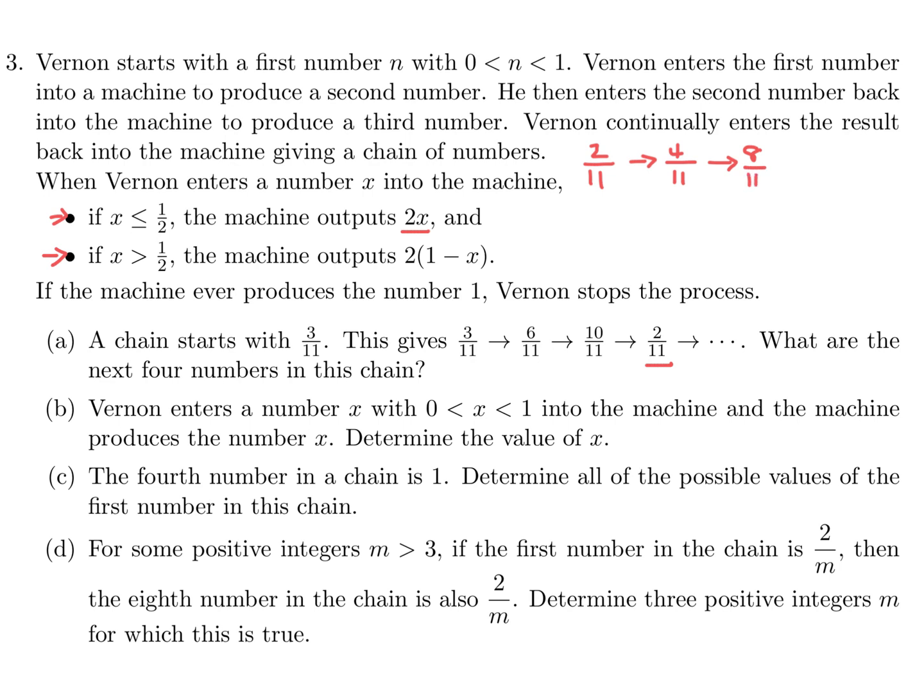Now we get into a situation where it's greater than a half, so then we have to output this guy. So that's going to be 1 minus x, which is 3 over 11, times 2 would be 6 over 11. And 6 over 11 is again greater than a half, so again we're going to output this guy. So 1 minus 6 over 11 is 5 over 11, times 2 would be 10 over 11. So there you go. That's all they're asking for. These are the next four numbers, 1, 2, 3, 4.